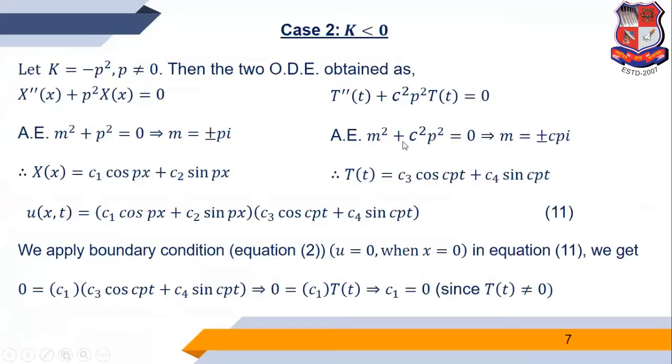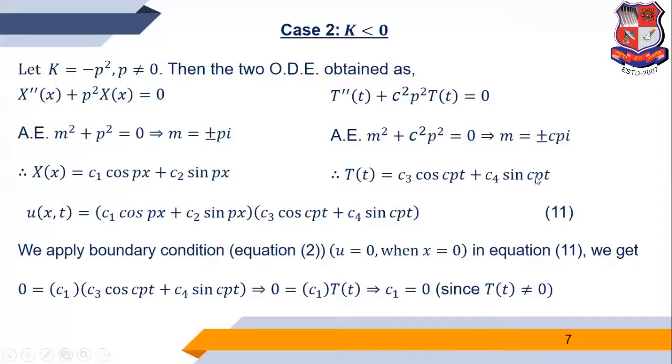Now in case 2 we consider k less than 0. So k is equal to minus p², then the given two ODEs are obtained as X'' plus p²X equals 0 and T'' plus c²p²T equals 0. And we define the solution, then the general form is u(x,t) equals (c1 cos px plus c2 sin px)(c3 cos cpt plus c4 sin cpt), which is equation 11.